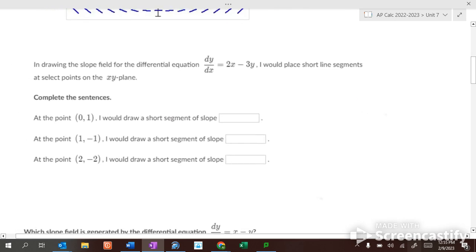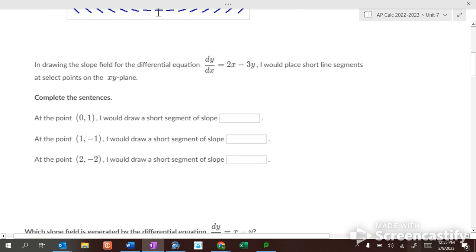So at particular points, what should the slope be for this? At (0, 1), if we put a 0 in here and a 1 in here, what should the slope be? 0 minus 3 is negative 3 for the slope. At (1, -1), we get 2 plus 3, which is 5 for the slope. At (2, -2), we get 4 plus 6, which is 10.